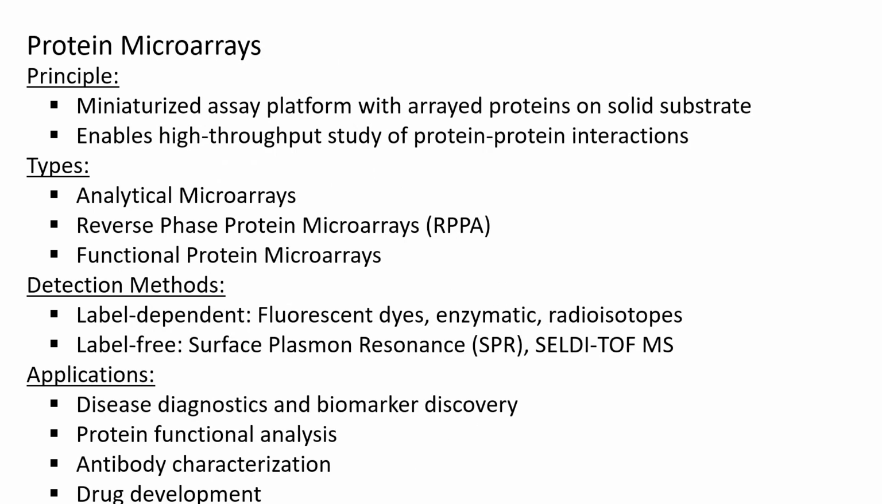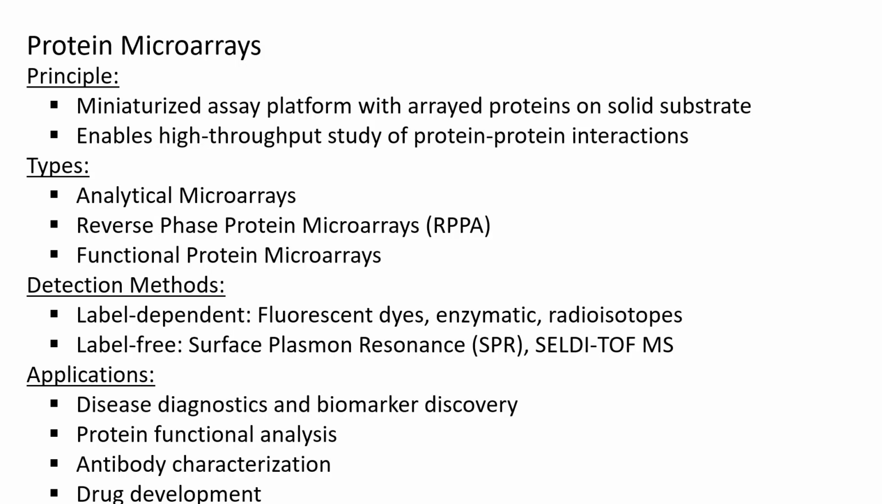Then another technique, the last technique under protein detection, is protein microarrays. A protein microarray is a miniaturized assay platform with arrayed proteins on a solid substrate, which enables high throughput study of protein-protein interactions. Types are analytical microarrays, reverse phase protein microarrays, and functional protein microarrays. So these three types of protein microarrays are possible, and each has its own utilities.